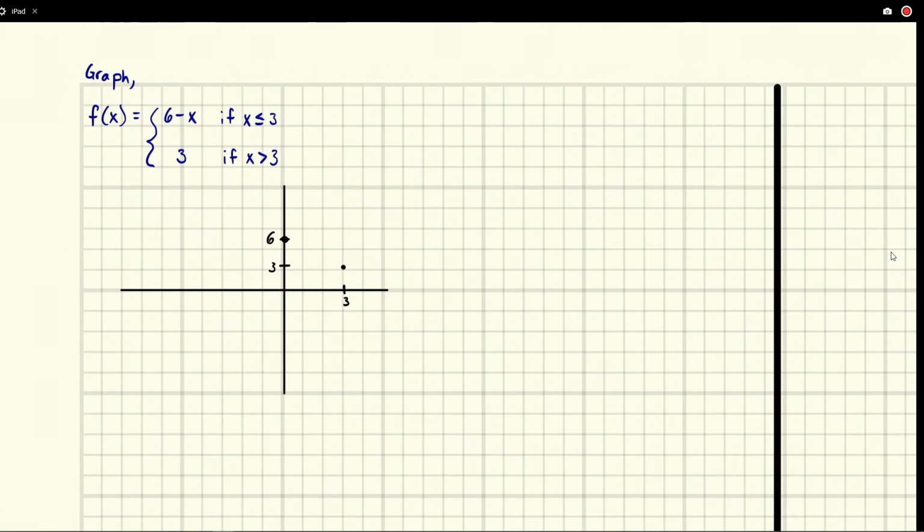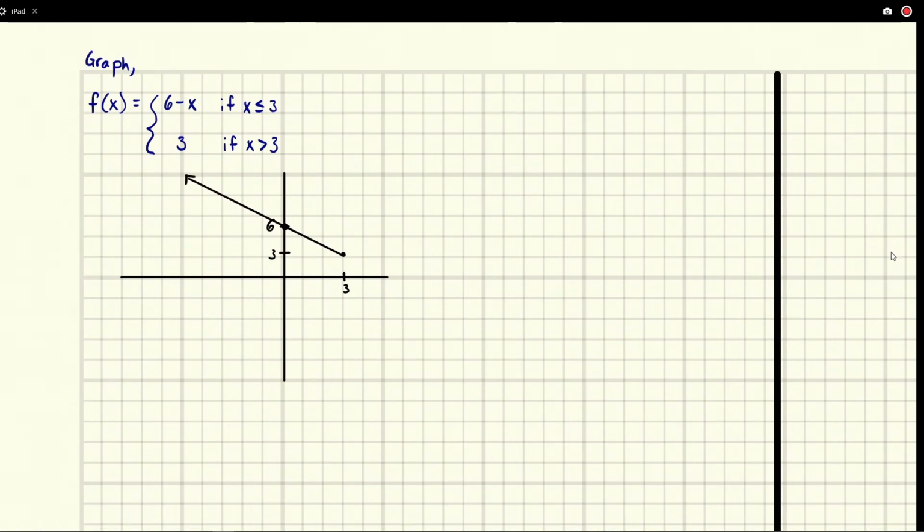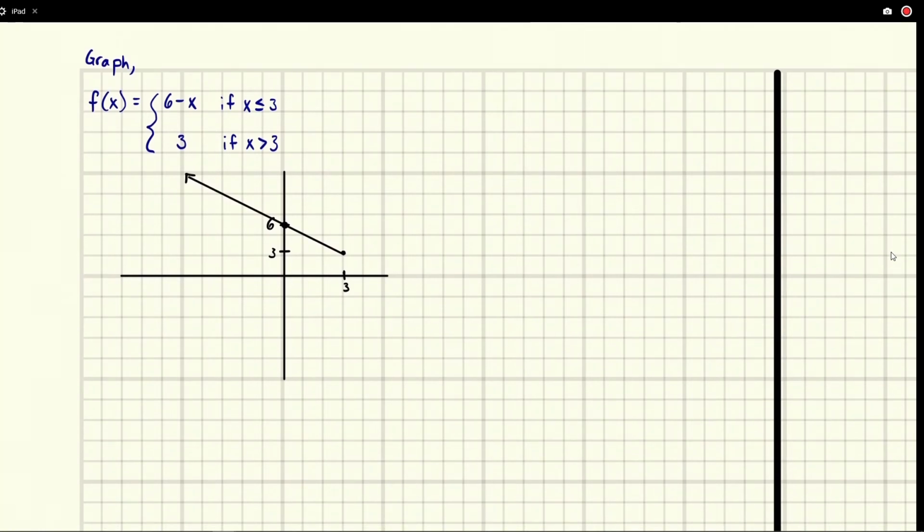Right in between any 2 points, there we go. That's a pretty good looking line. If you have a ruler, you can just use your ruler. And so this would be our first line. This is just the top half. And we have a solid dot right where 3 is, because, again, you can see there's an equals sign there, it is included in the interval.